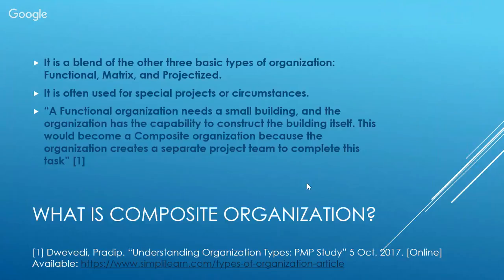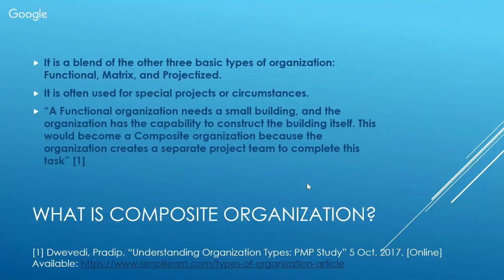So what is a composite organization? It is a blend of the other three basic types of organization. It's important to note that it's not a combination like matrix. It does not combine multiple aspects. They just have separate projects, and each of those projects uses one of those types of organization.